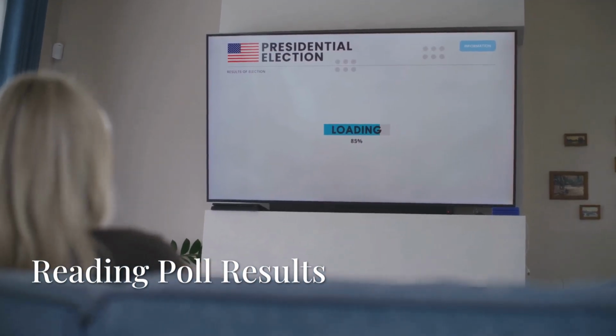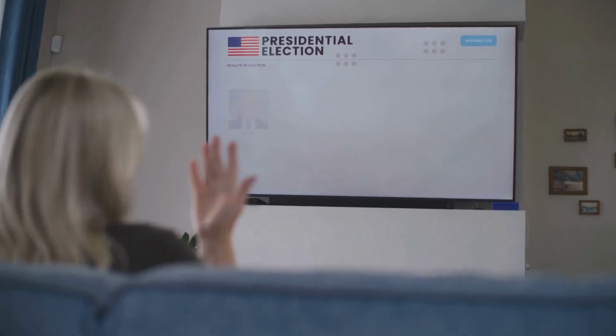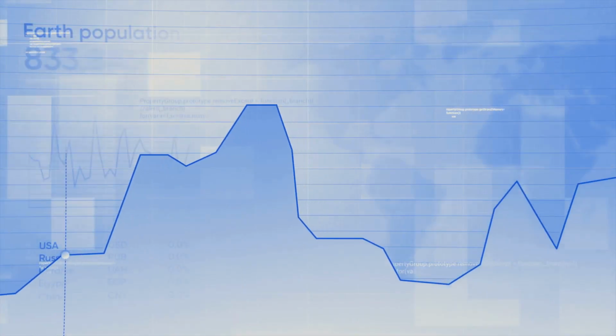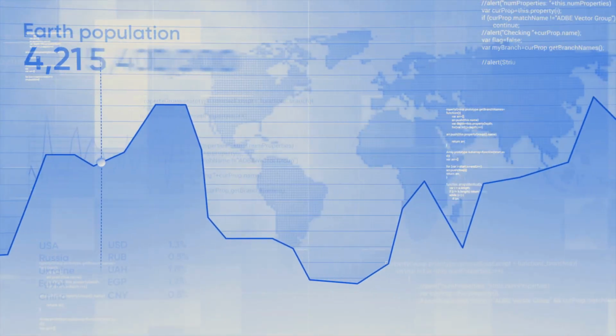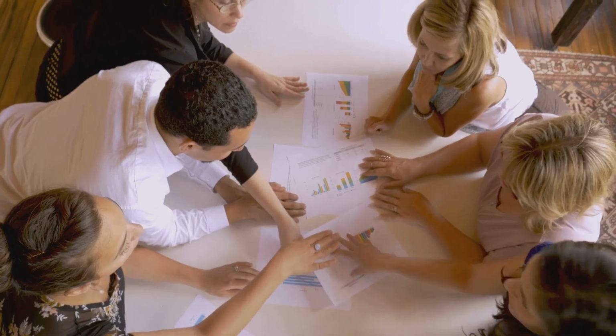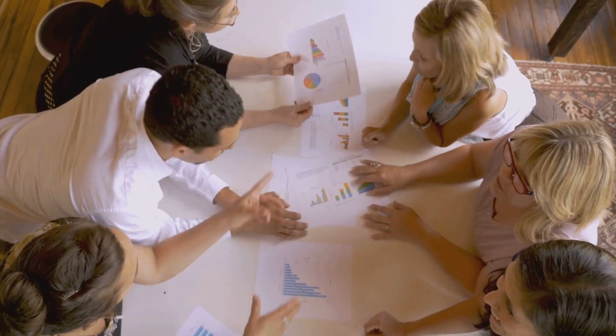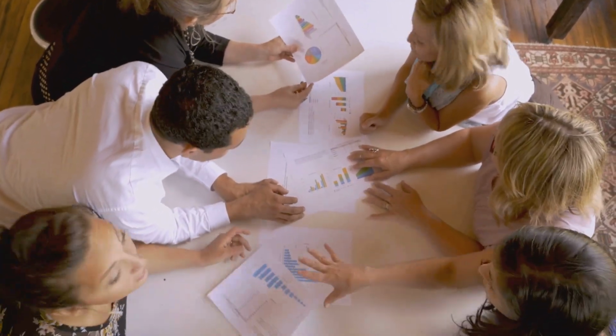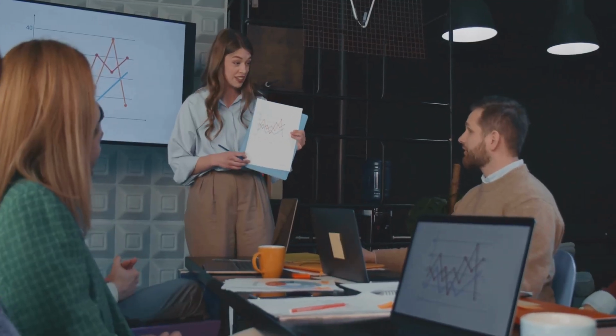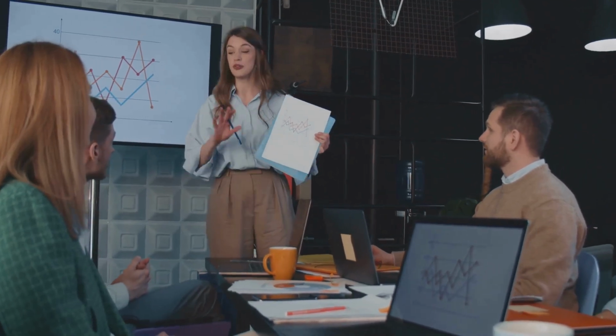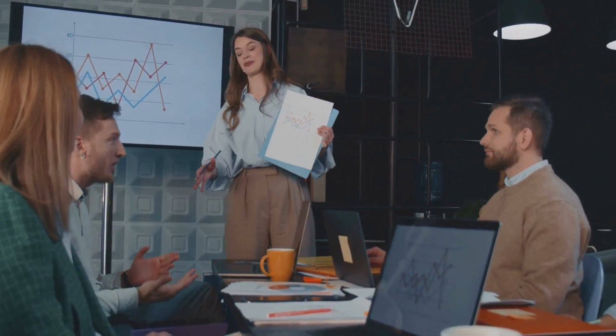When reading poll results, consider the sample size. A larger sample size increases accuracy. Also, look at the demographic breakdown to determine representation across different groups. Lastly, the confidence level is important. Typically, polls use a 95% confidence level.